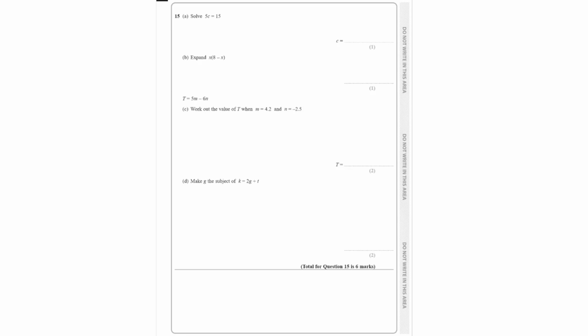Solve 5c is equal to 15. To isolate c, we simply divide both sides by 5. Divide by 5. This cancels out. C is equal to 3.